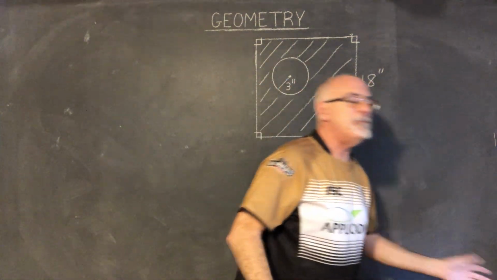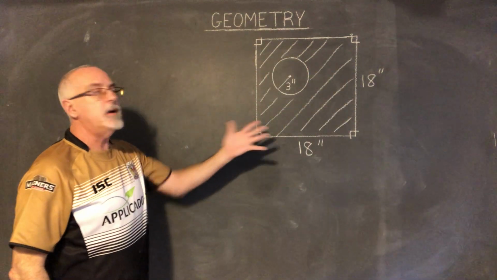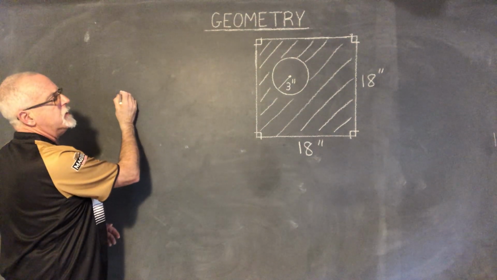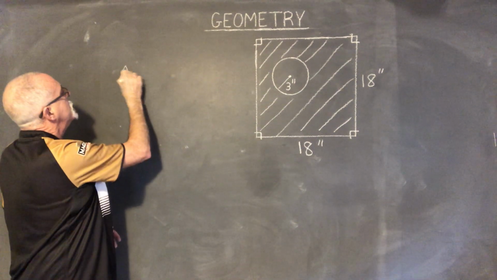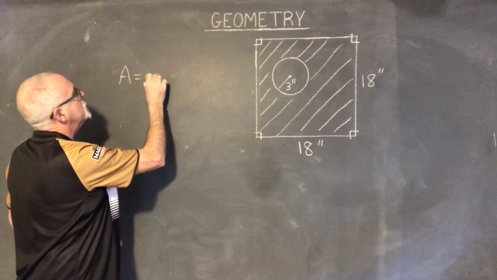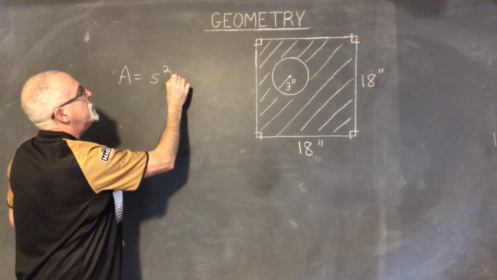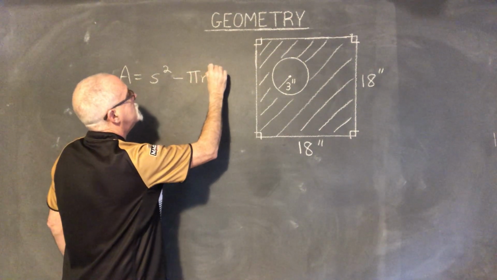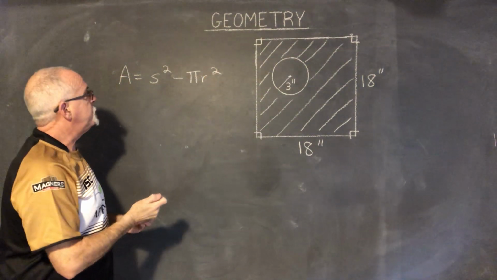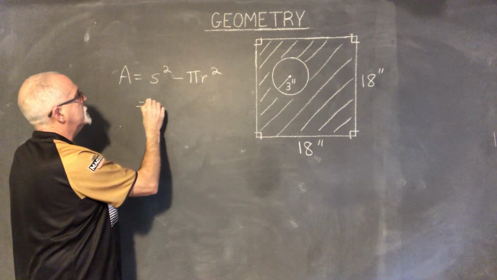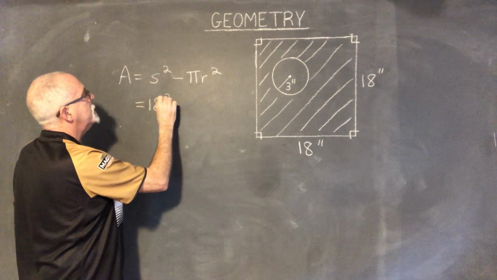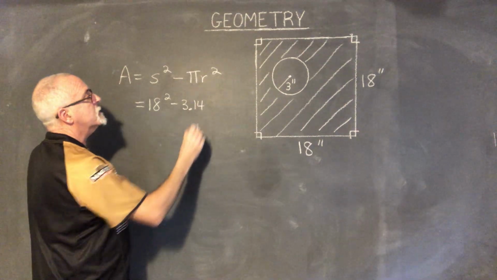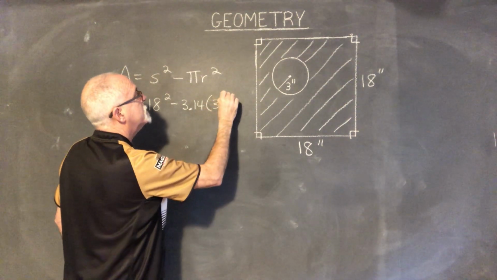It's really the same math. We are combining two area formulas into one. It's just this time we have to subtract. So the area of the composite shape is going to be the area of the square, which is side length squared, minus the area of the circle, which is pi r squared. We can do this. The side length is 18. So I have 18 squared minus pi. We're using 3.14 for pi. The r squared is 3 squared.